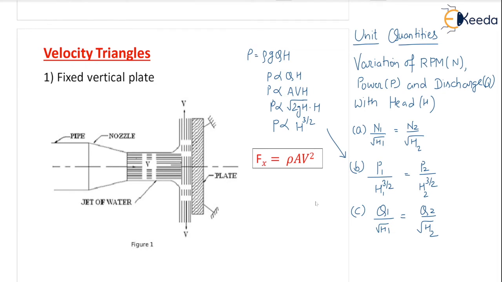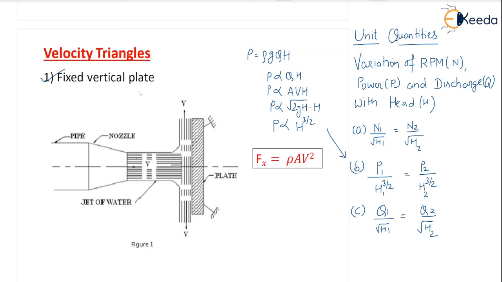Okay. Now we are going to see velocity triangles. First case is the fixed vertical plate. What is a velocity triangle? It is a triangle made up of velocity vectors. For the fixed vertical plate, the point is why there is a need to draw the triangles at all. We'll see step by step why the need for triangles came into the picture.